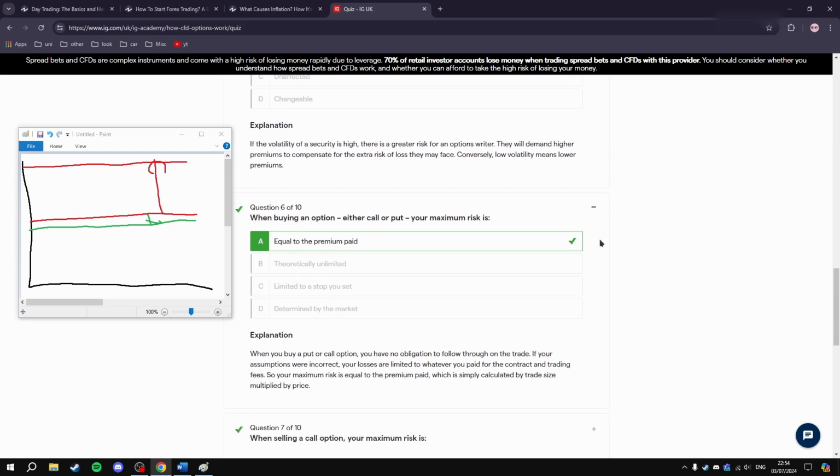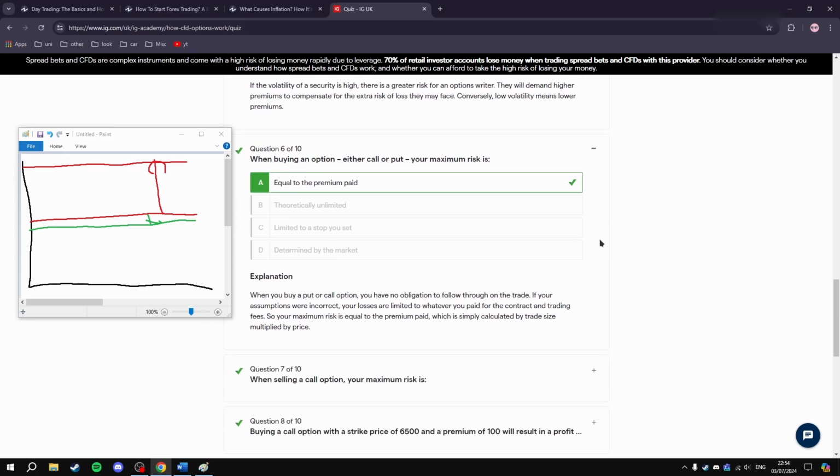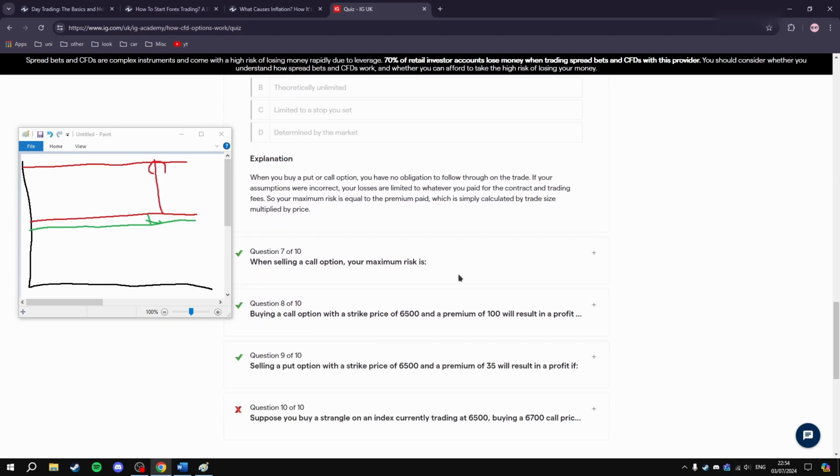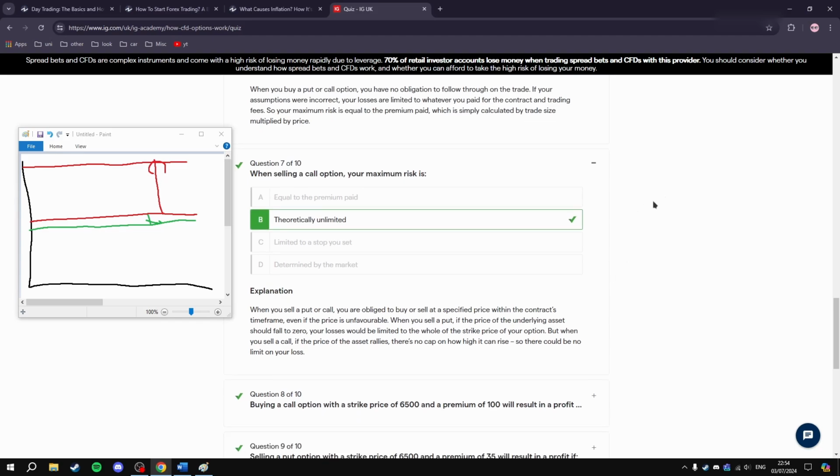So when you buy a call or put option, you have no obligation to follow through on the trade if your assumptions were incorrect. Your losses are limited to whatever you paid for the contract and trading fees, so your maximum risk is equal to the premium paid, which is simply calculated by trade size multiplied by price. When selling a call option, your maximum risk is theoretically unlimited.